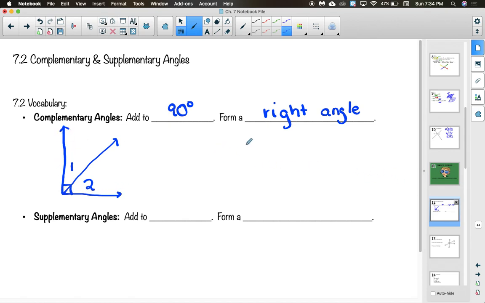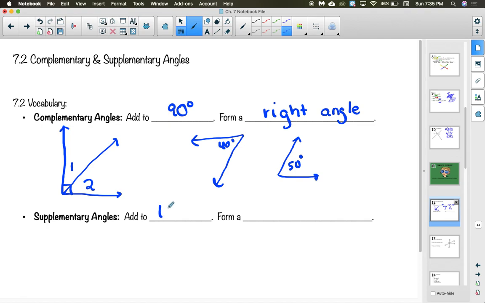Okay? Here's another example. I could have just two kind of random floating angles in outer space. This one could be 40 degrees. And this one over here could be 50 degrees. They don't have to be touching to be complementary. They just have to add up to 90 degrees. Okay, for our purposes, this is the diagram I want you to be really familiar with. I want you to be really looking for this right angle and have it split into two smaller angles. That's big for us.